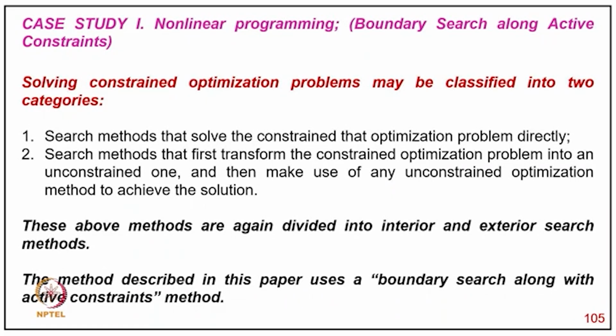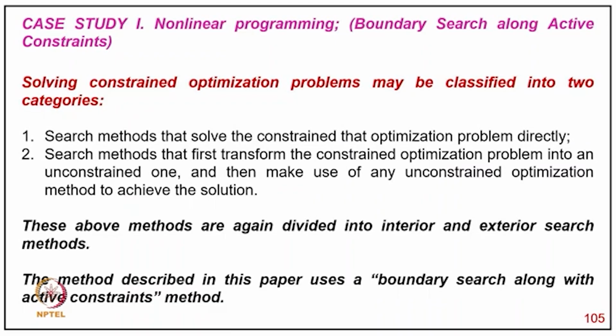Solving the constrained optimization problem may be classified into two categories: search methods that solve the constrained optimization problem directly, which we call direct search methods, and search methods that first transform the constrained optimization problem into an unconstrained optimization and then make use of unconstrained optimization methods to achieve the solution. Because unconstrained optimization methods are mathematically available, quite a lot of them. These methods are again divided into interior and exterior methods, because your design will certainly be on the boundary. So, you can approach the optimum design either from the interior side with a feasible design, or you can go from the exterior side to the feasible design on that boundary.